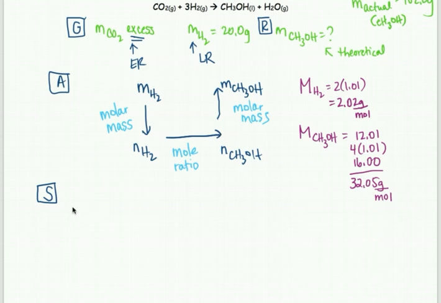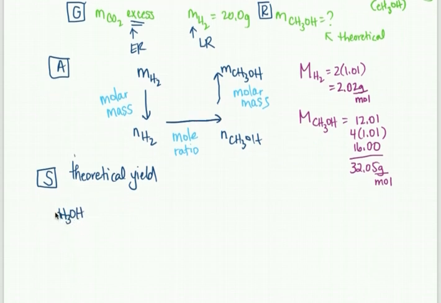Again, we are finding the theoretical. This whole process here is finding the theoretical yield. So what is it that we need to find? We need to find the mass of methanol. In order to do that, we need what's given to us, which is the mass of the limiting reagent, hydrogen. So we need to go from mass to amount, so we're going to divide by the molar mass.